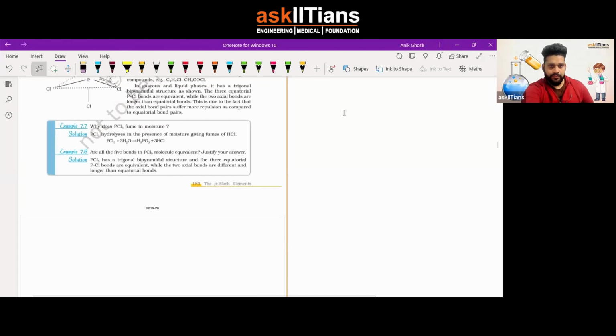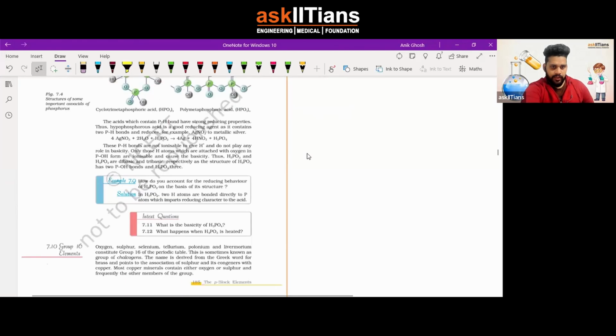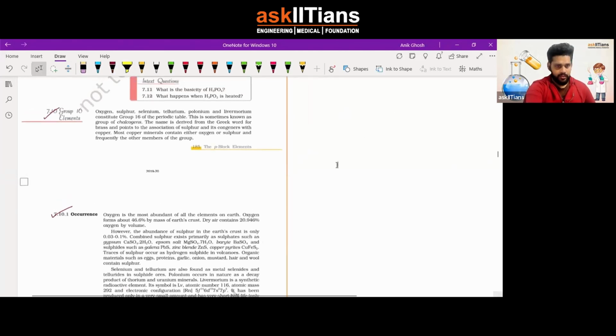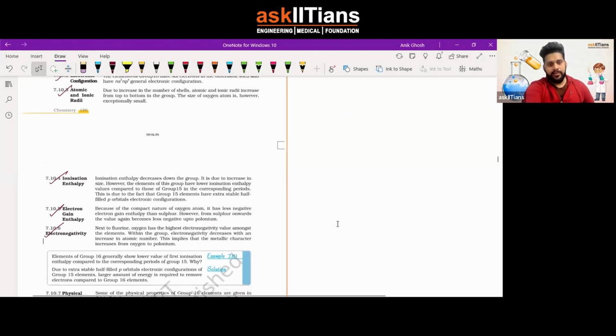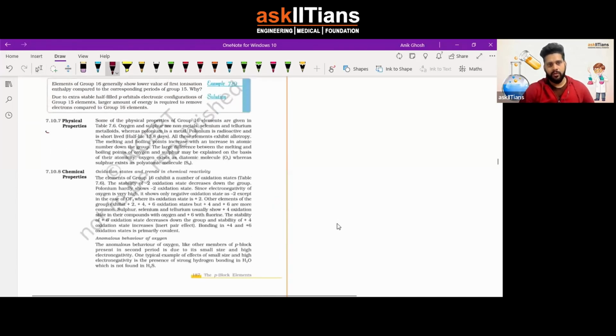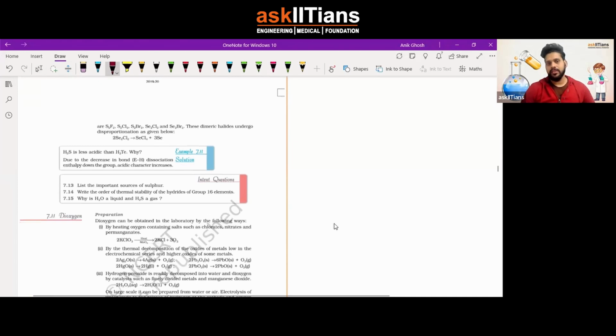Now, group 16. Similarly in group 16 as well, you have the occurrence, then all the same things: electronic configuration, atomic and ionic radii, ionization enthalpy, electron gain enthalpy, electronegativity. These are all the same as group 15. Similarly, all the way to the physical properties, chemical properties, and anomalous behavior of oxygen. We have all these in our syllabus. Till the anomalous behavior of oxygen is what is there in our rationalized syllabus.